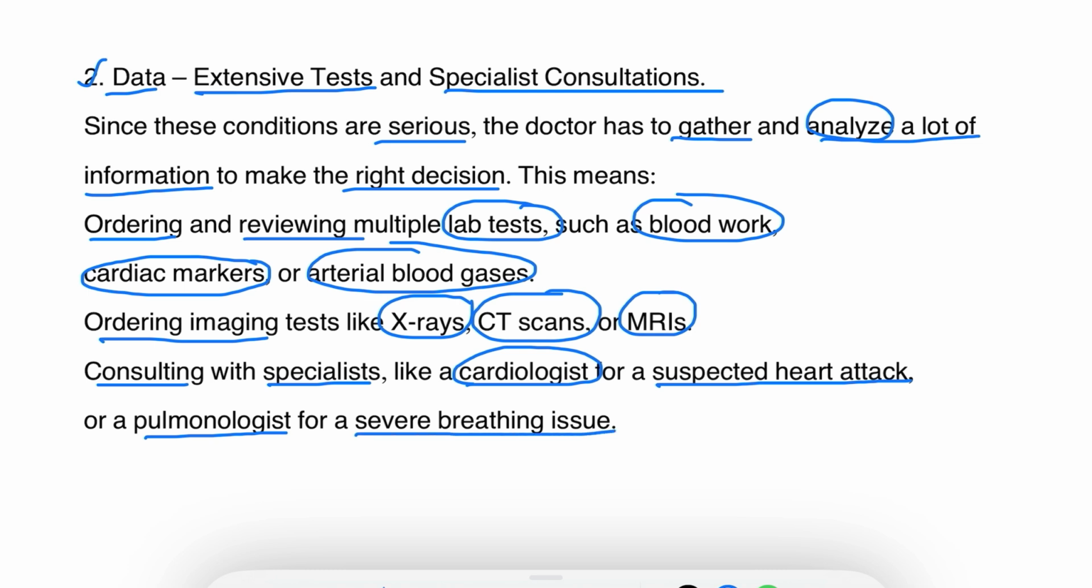So, when you see a case in the CPC exam where the provider is ordering several tests and consulting with other doctors, it's a strong sign of high MDM.